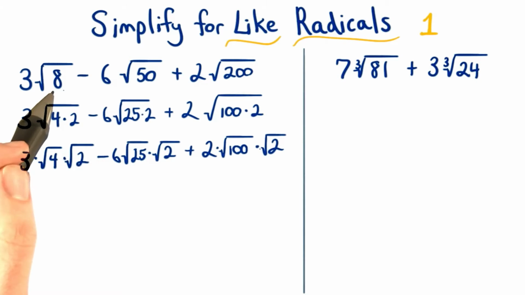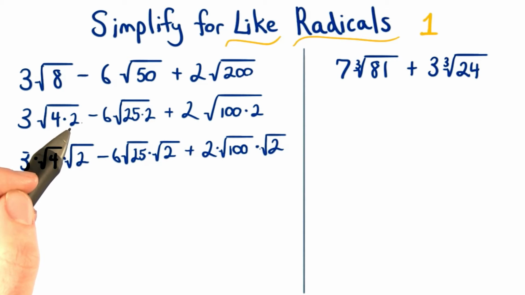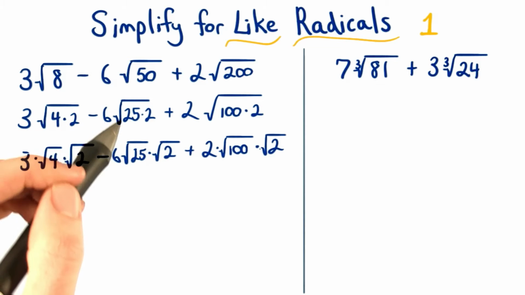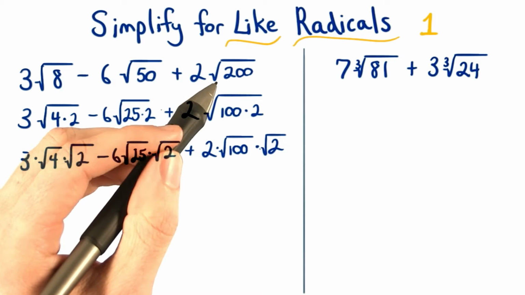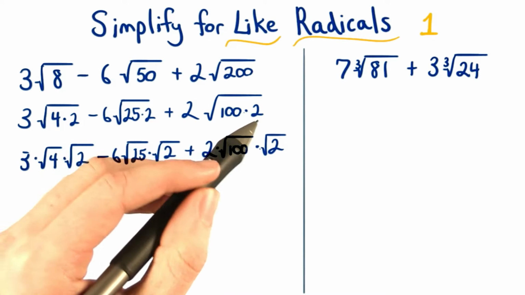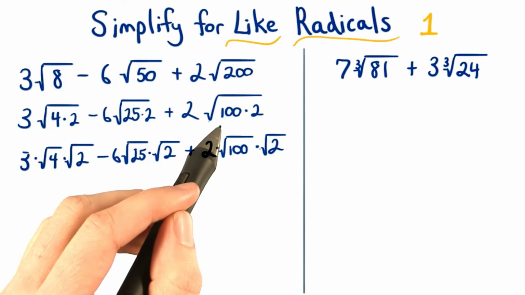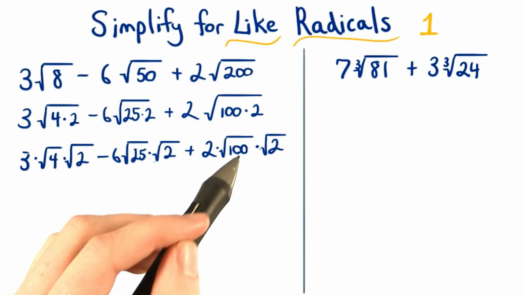We can split up the root of 8 into the root of 4 times 2. We can also split up the root of 50 into the root of 25 times 2, and the root of 200 into the root of 100 times 2. This gives us perfect squares, which allows us to take square roots in our next line.